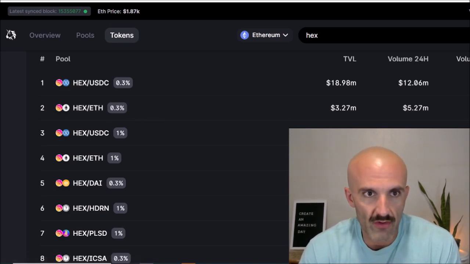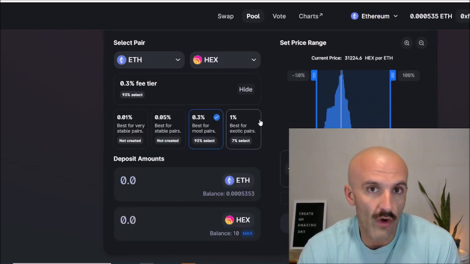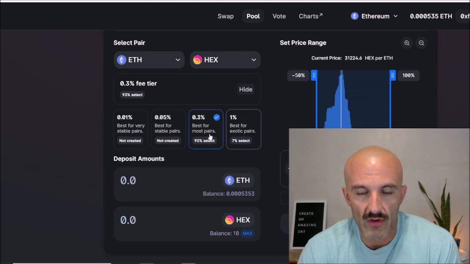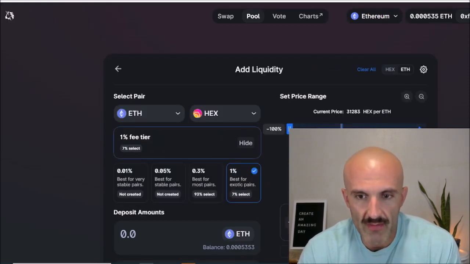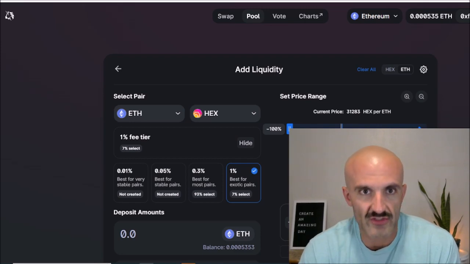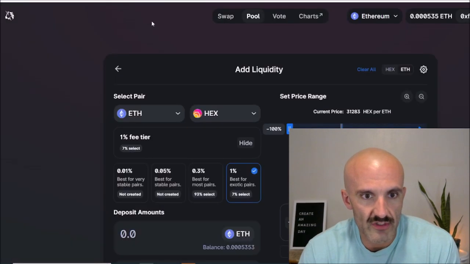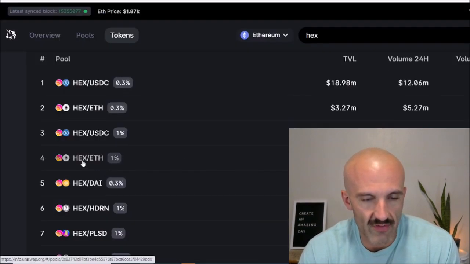So when we went back over here, and if we edited this, and we went to, say, the 1% pool here, well, how many people are in this pool? Well, you get to see right here that it's very concentrated. Let's come back over here. This is the, which one is this? Hex ETH, right? So let's come over here.